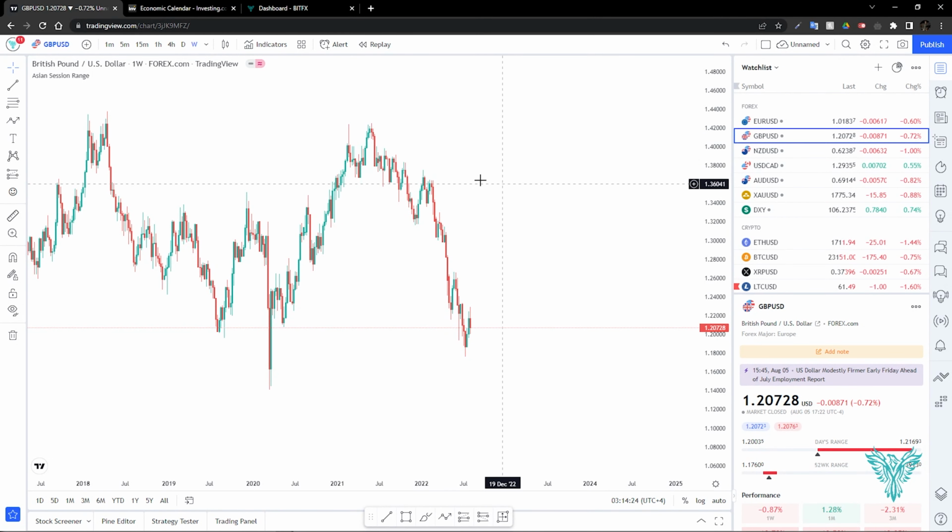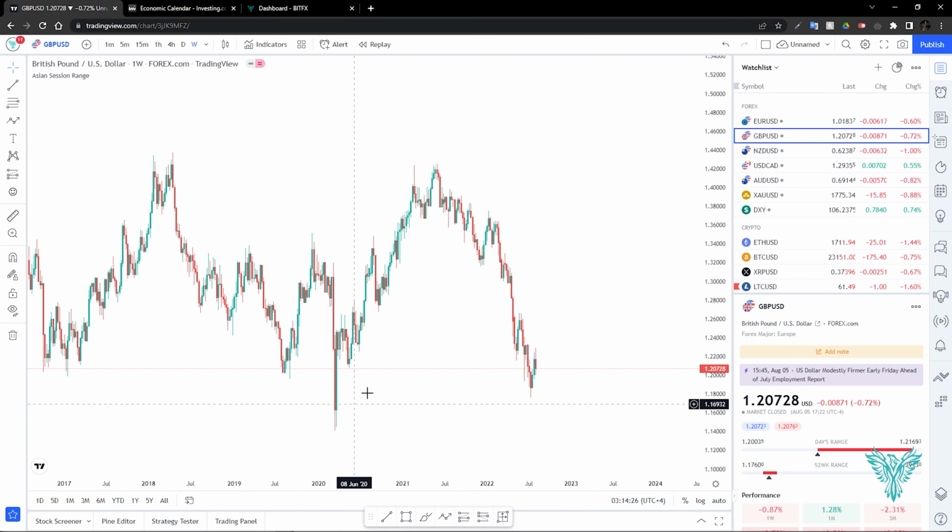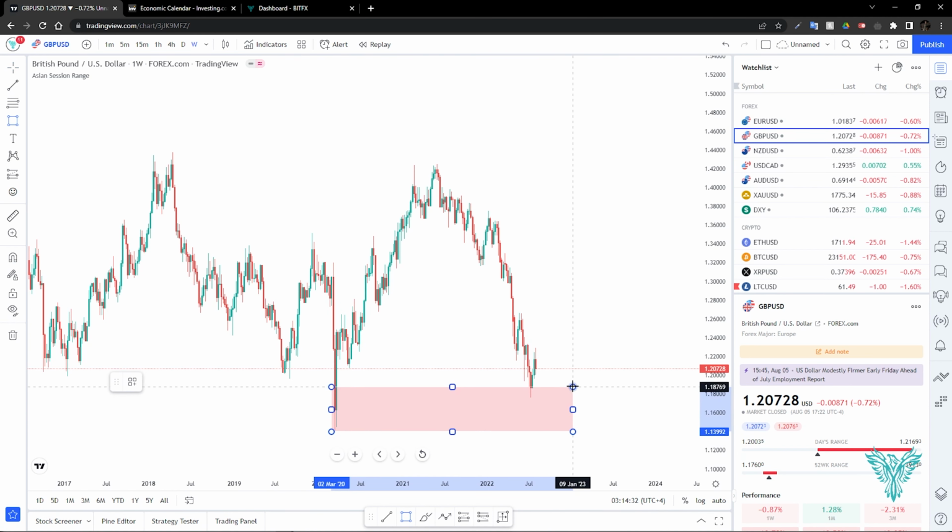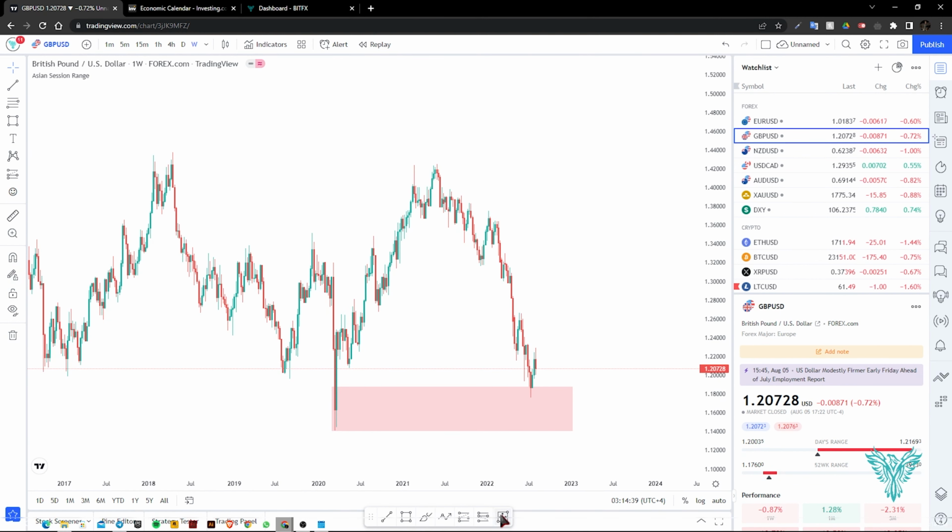So moving on to GBPUSD on the weekly time frame, as we can see the area of demand which we have been monitoring for the past few weeks. Market gave us some reaction, and then it reacted off from here. So let's see how many pips that was.